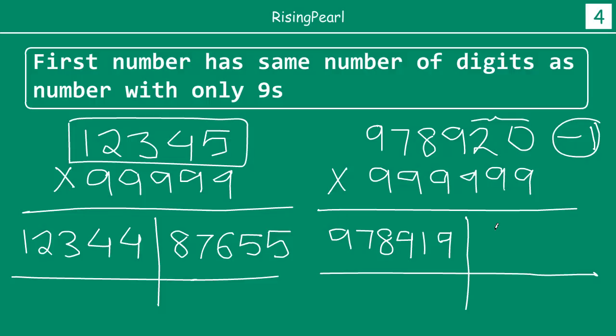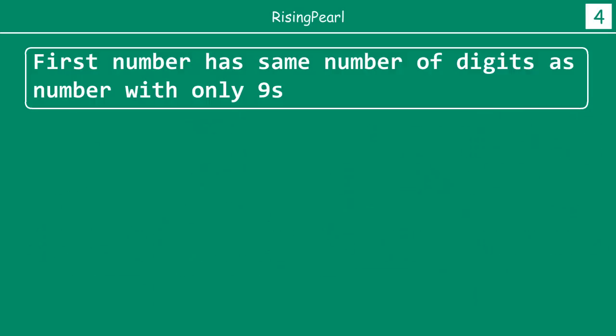So 9 minus 9, 0. 9 minus 7, 2. 9 minus 8, 1. 9 minus 9, 0. 9 minus 1, 8. 9 minus 9, 0. So the answer of this multiplication is 978919 021080.